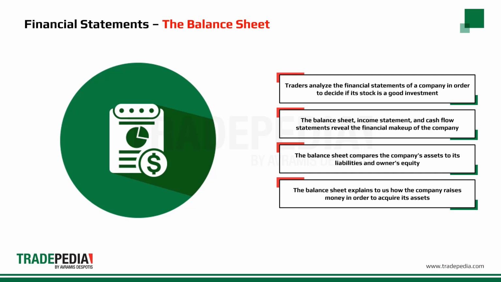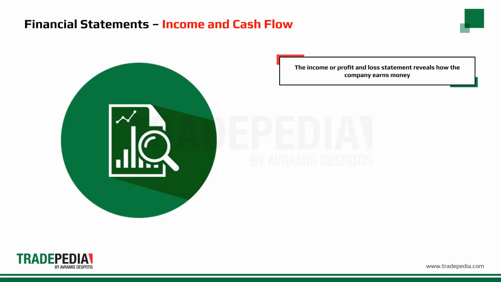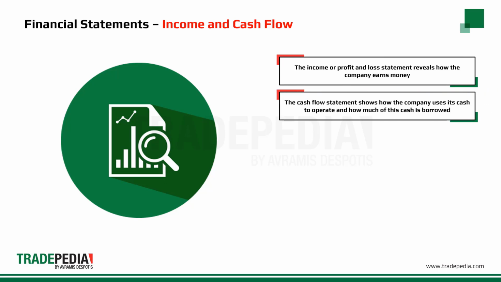The balance sheet explains to us how the company raises money in order to acquire its assets and how much of this money is raised through debt and equity. The income or profit and loss statement reveals how the company earns money. The cash flow statement shows how the company uses its cash to operate the business and how much is borrowed from banks or bondholders.